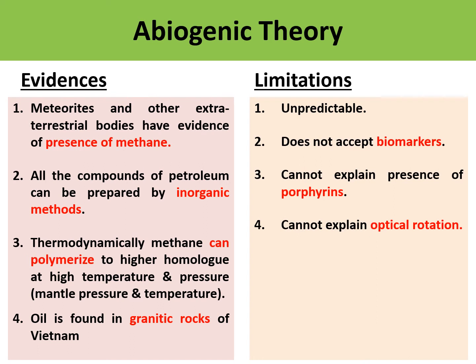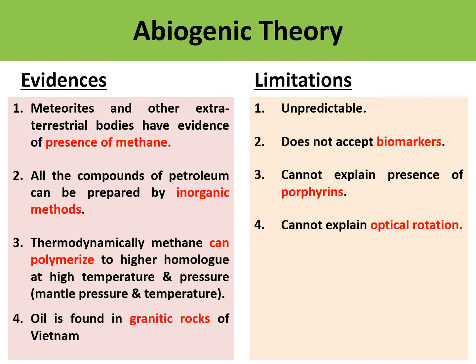However, there are limitations that limited the acceptance of these abiogenic theories. First, as I mentioned earlier, although they found the presence of methane in meteorite craters, such as in Sweden and Siljan, after they drilled, they didn't find any hydrocarbon accumulations in the crater. So they concluded that this theory is unpredictable.